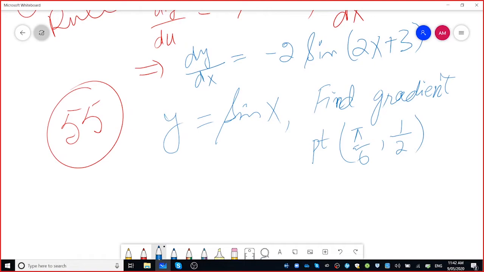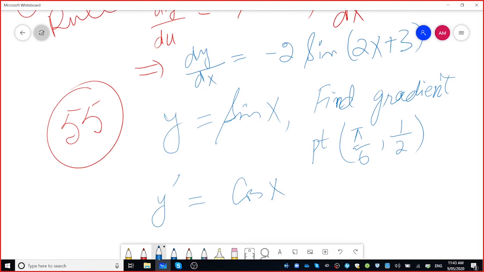So what can you suggest to do now? If we differentiate sine x, y bar is cos x. And then you substitute in pi over 6.